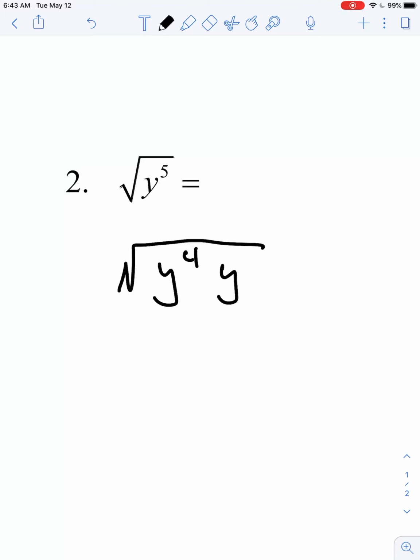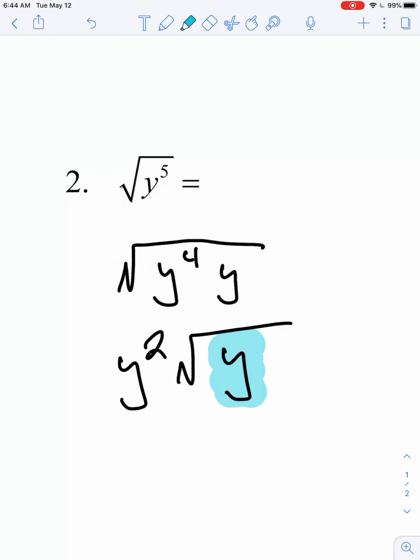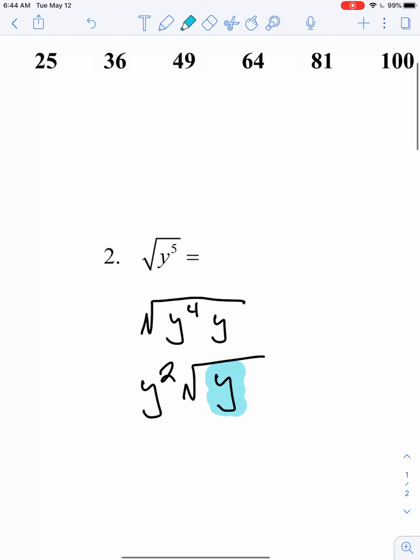And then you can look at 4. 4 is an even number, which means it's a perfect square. So half of that, the square root of y to the 4th, is y to the 2nd power. And what's left behind? The square root of y. And we talked about it when we're finding and rationalizing variables, and we have a variable with an odd exponent, we always leave behind one of those variables under the square root sign.